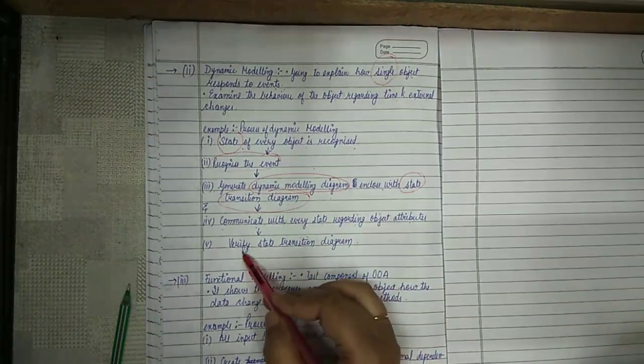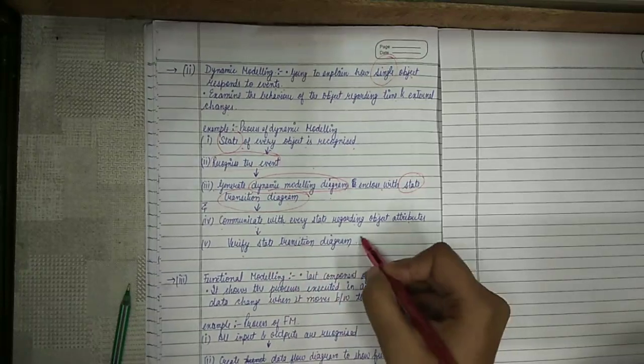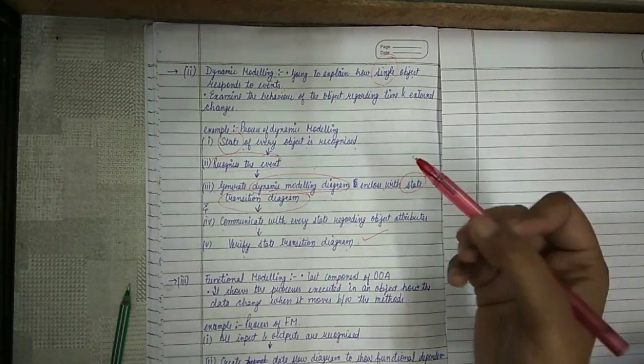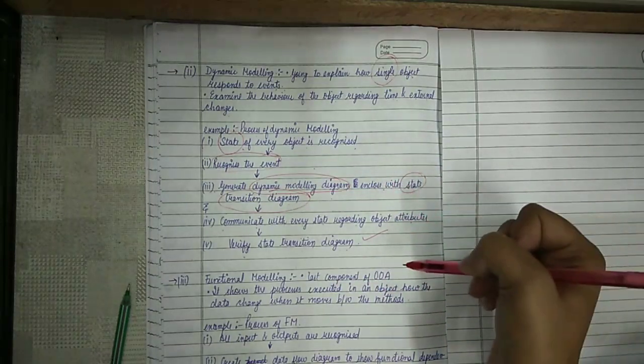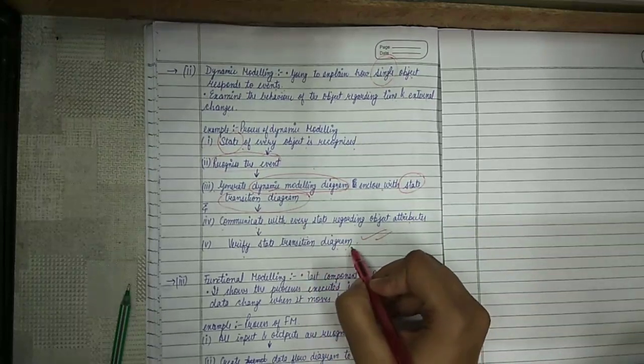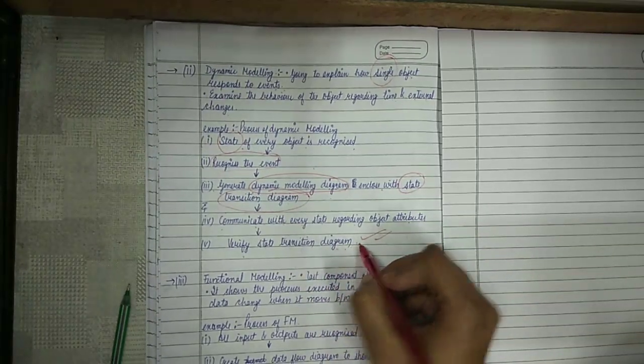And the last step is to verify the state transition diagram. We will check the state transition diagram to see whether the dynamic modeling has satisfied its outcome or not. It will verify it through the state transition diagram.